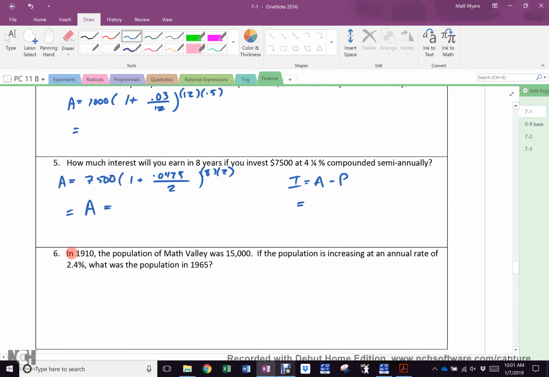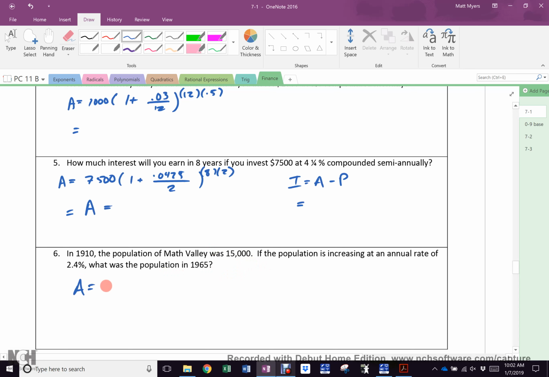And lastly, this is where the questions start getting weird. In 1910, the population of Math Valley was 15,000. If the population is growing at an annual rate of 2.4%, what was the population in 1965? So, it's not money, is it? But it's still an amount of things increasing, right? So, it is money. It's the exact same as money. So even though this is really more of a biology or a social studies question, you still need to know how to do the math in order to do it.